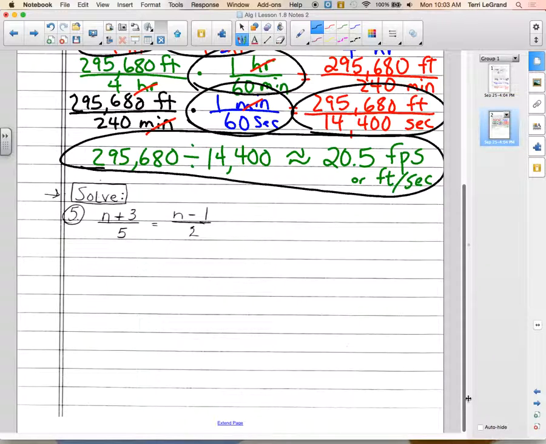Let's solve a proportion here. Give me the cross product setup for this one. What would it look like? To help us be successful, we have to have a good start. What would this one look like to start with?